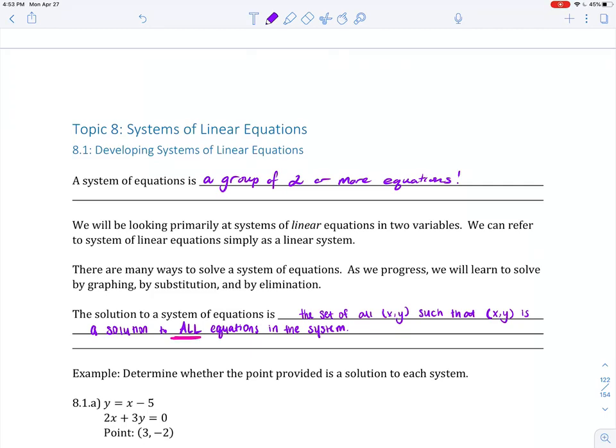Topic 8, Systems of Linear Equations! To kick things off, we have to talk about what a system of equations is.